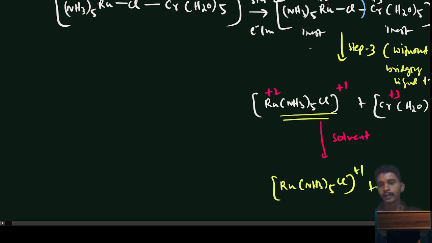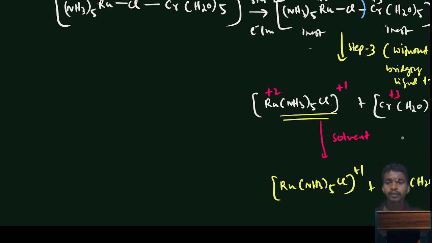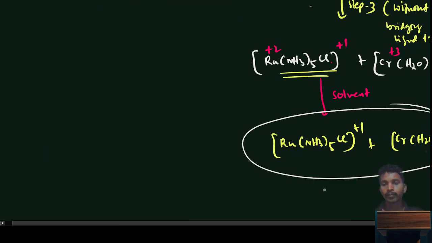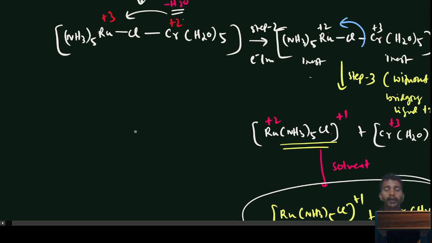This is +1, and here one water will add. The ligand will not be replaced, so the same water stays, so it is going to be Cr(H2O)6 3+. So this is the final product. You see where ligand transfer will happen and where ligand transfer does not happen.